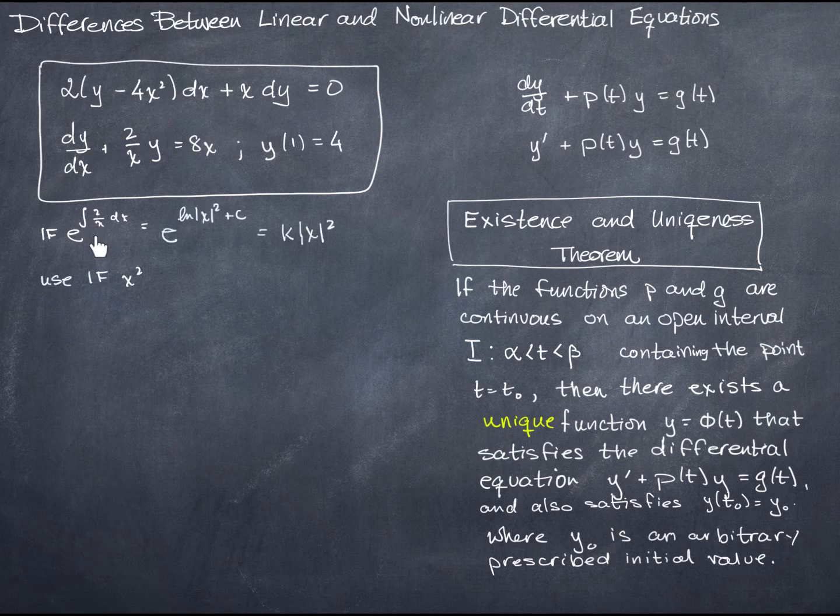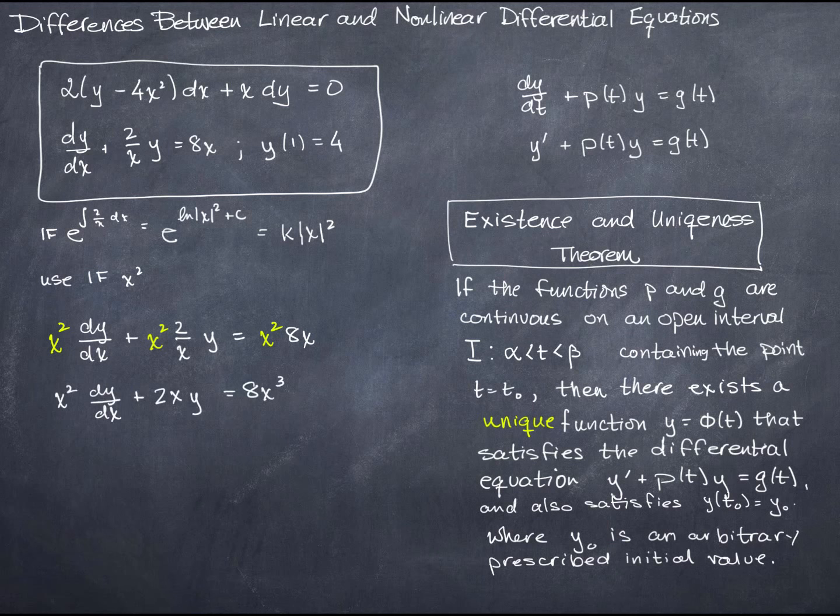Here's my setup for finding the integrating factor. When I do the arithmetic, the calculus, and the algebra, I end up with k x squared, absolute values. I only need one, so I pick x squared. The integrating factor is x squared. Now I'll distribute that through and simplify, and then combine the left-hand side into a derivative. Remember, this is the product rule in reverse.